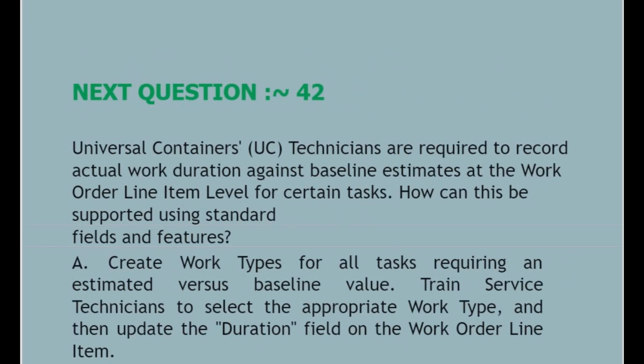Question is Universal Containers UC technicians are required to record actual work duration against baseline estimates at work order line item level for certain tasks. How can this be supported using standard fields and features? Option A, create work types for all tasks requiring an estimated versus baseline value. Train service technicians to select the appropriate work type and then update the duration field on the work order line item.